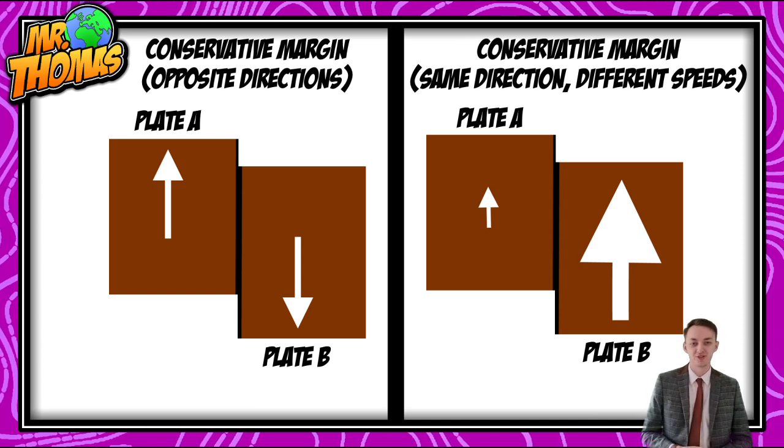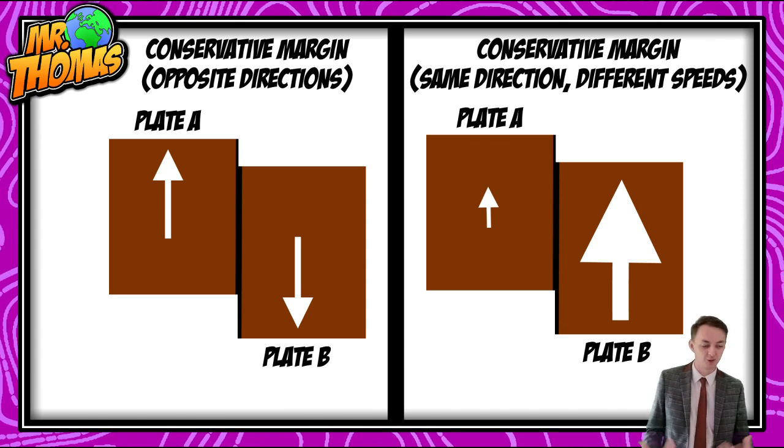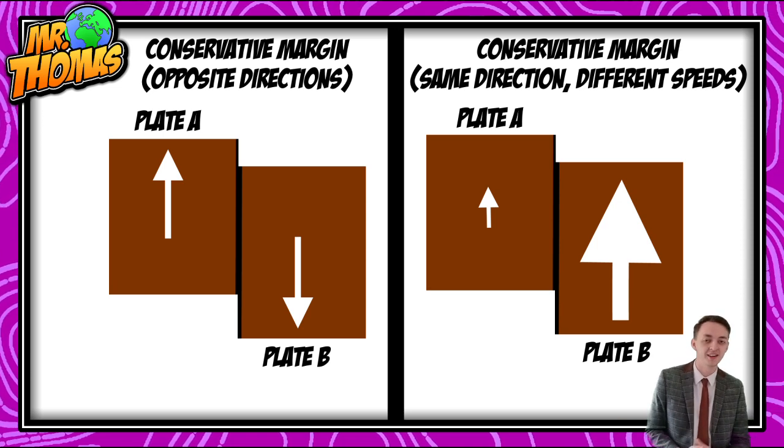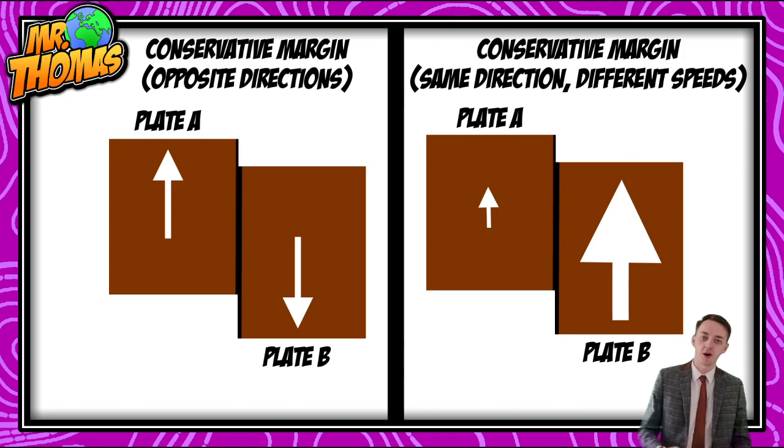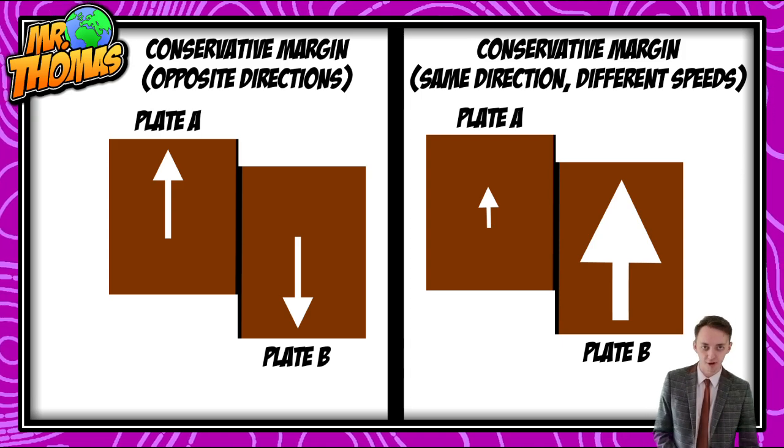At a conservative plate margin, there's no volcanoes, there's no magma present or anywhere for it to get through or be created. So there are just powerful earthquakes at a conservative plate margin.